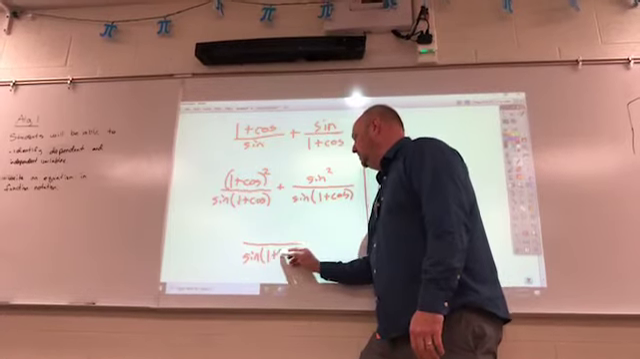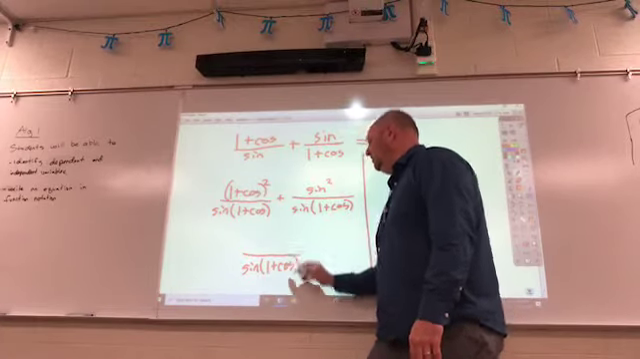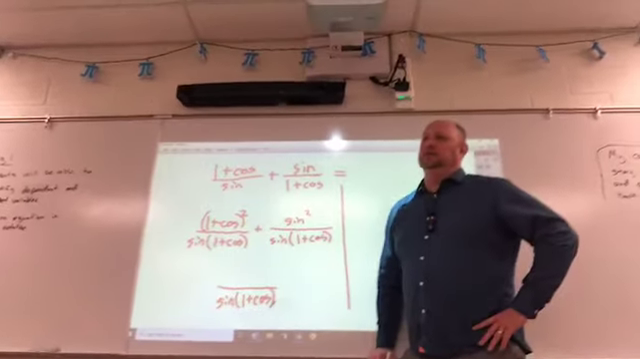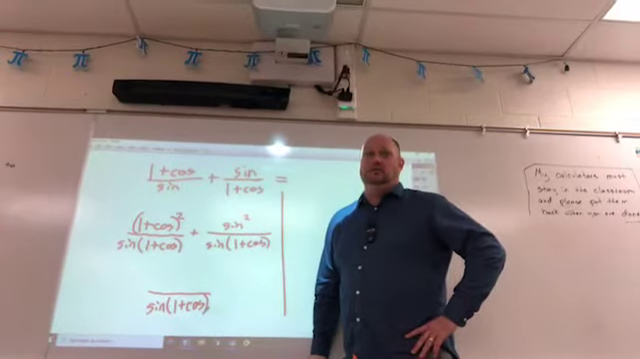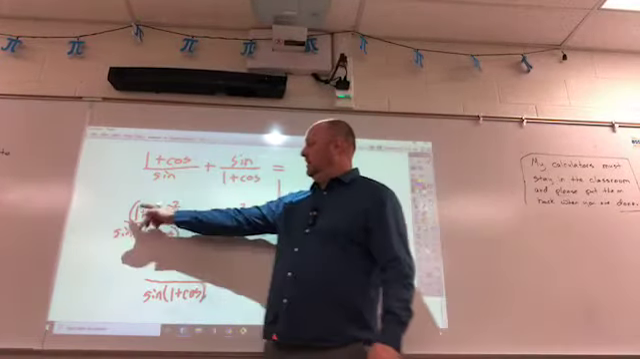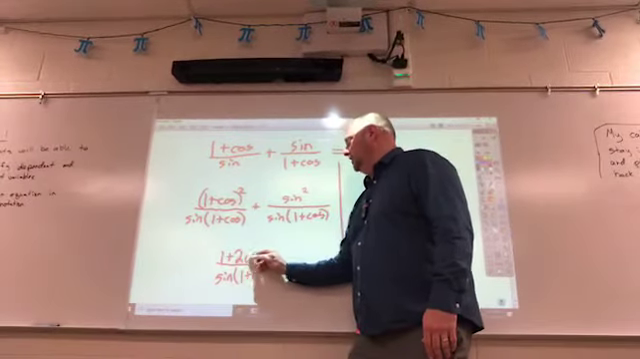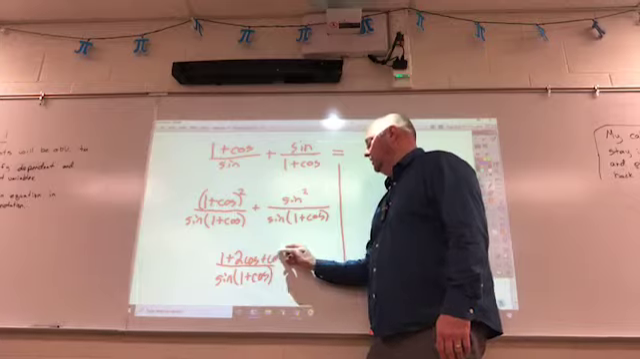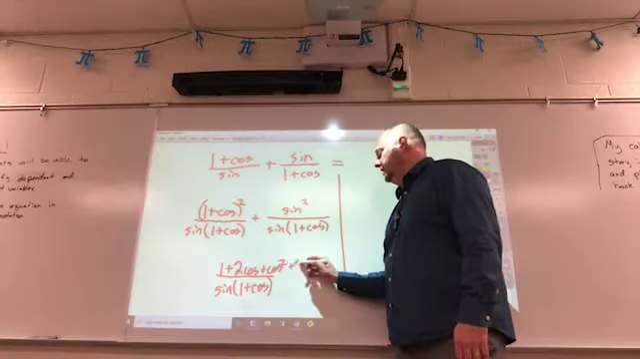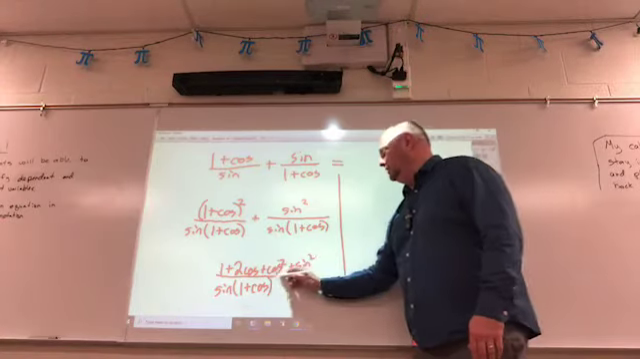Now, the top, what do you think I should do with this 1 plus cosine squared? Foil it out. If I foil this out, it'd be 1 plus 2 cosine plus cosine squared. And then I still have the sine squared.